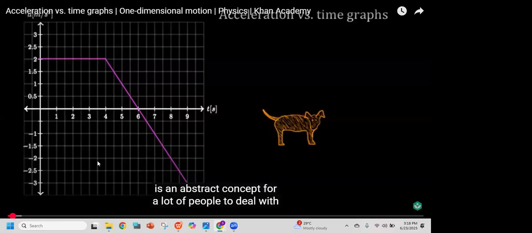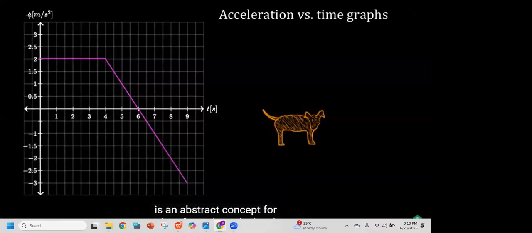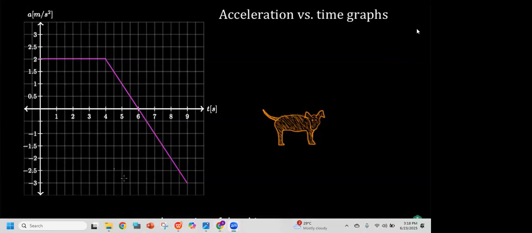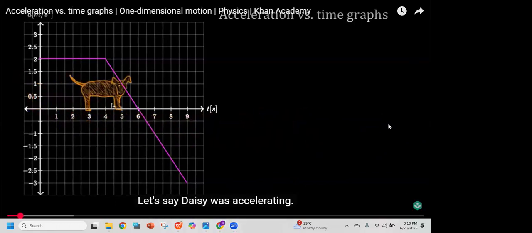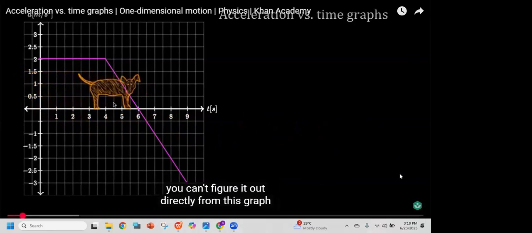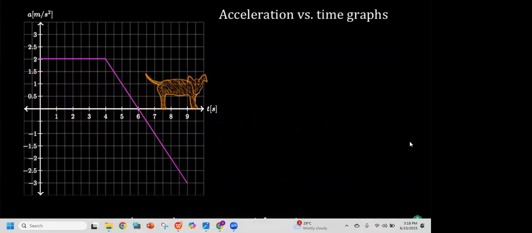Acceleration is an abstract concept for a lot of people to deal with, and now it's a graph, and people don't like graphs either, particularly oftentimes. And another reason is if you wanted to know the motion of the object, let's say it was this doggy, this is my doggy Daisy. Let's say Daisy was accelerating. If you wanted to know the velocity that Daisy had, you can't figure it out directly from this graph unless you have some extra information. You'd have to know information about the velocity Daisy had at some moment in order to figure out from this graph the velocity Daisy had at some other moment.